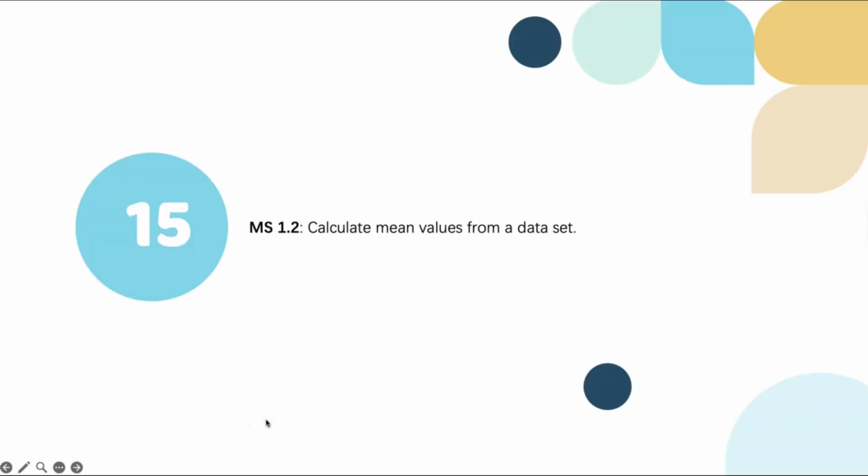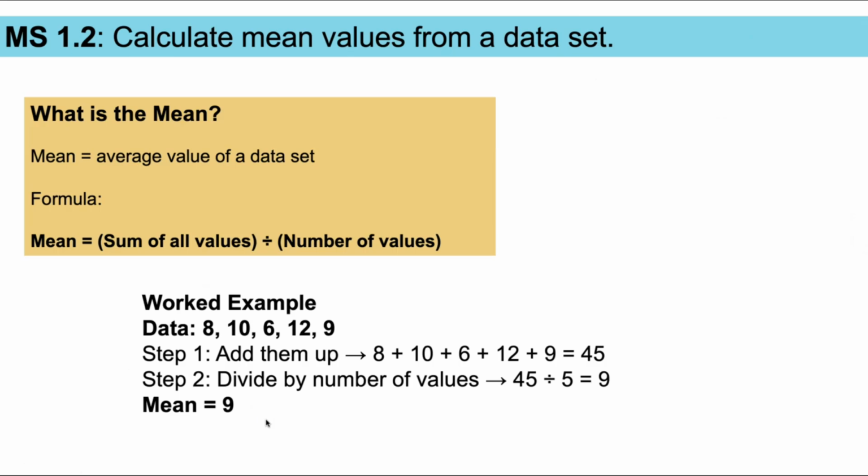Next then, calculating mean values for a data set. So this was quite straightforward. Mean is a measure of an average. So it's the sum of all the values divided by the number of values you have.